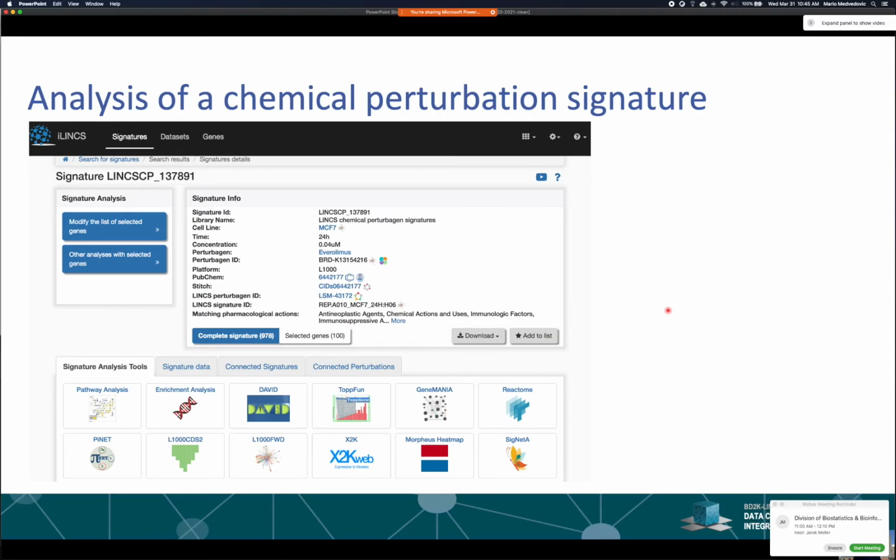So finally, an example. First, a demonstration of this mTOR thing that I was talking about before. We query our signatures. We pick, say, an everolimus signature with concentration of 0.04 micromolar and 24-hour duration of treatment in the MCF7 cell line. Now pretend that we don't know what everolimus does. Actually, we know it's an mTOR inhibitor.